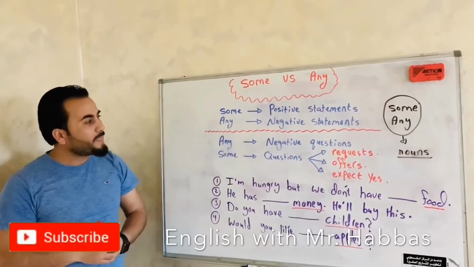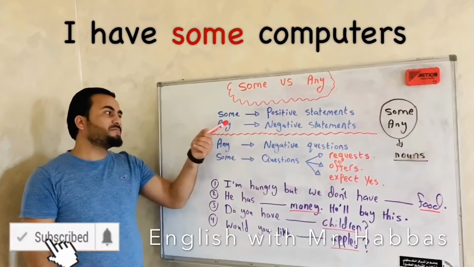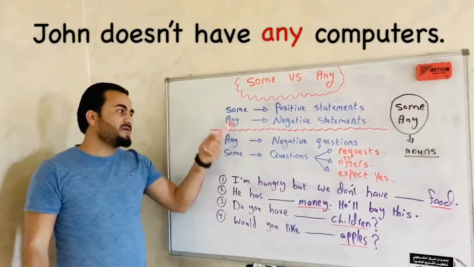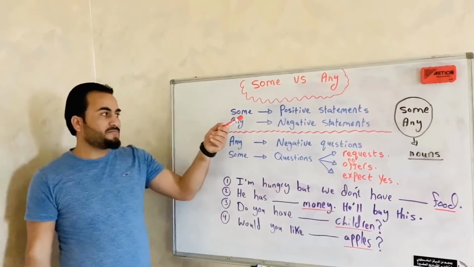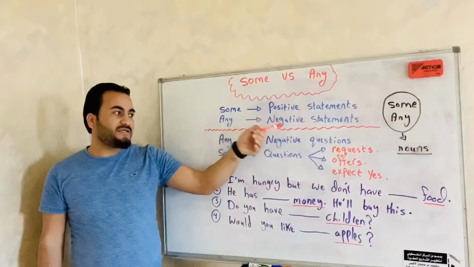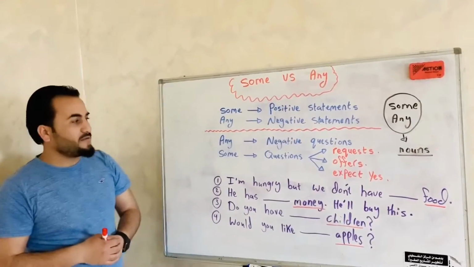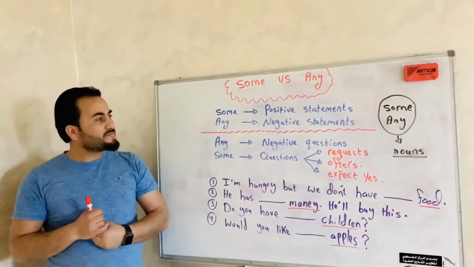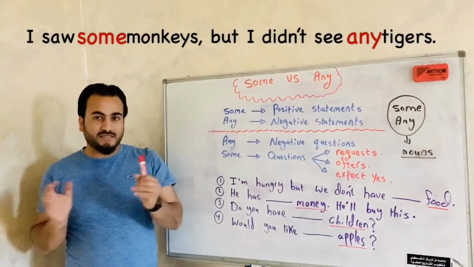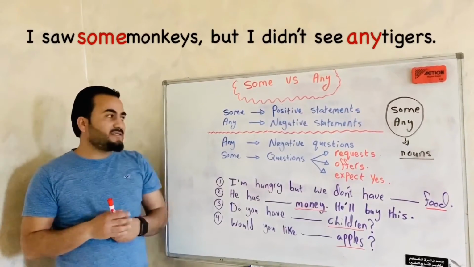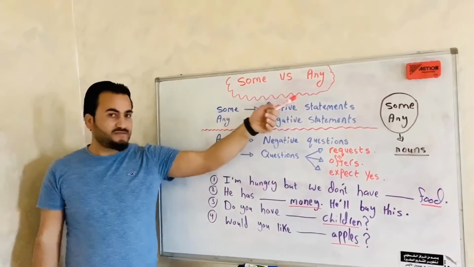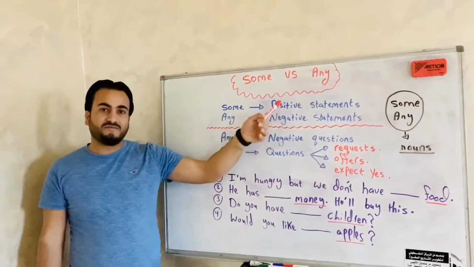For example, I have some computers. John doesn't have any computers. So, some for positive statements, any for negative statements. Another example, I went to the zoo and I saw some monkeys, but I didn't see any tigers. So again, some for positive statements, any for negative statements.